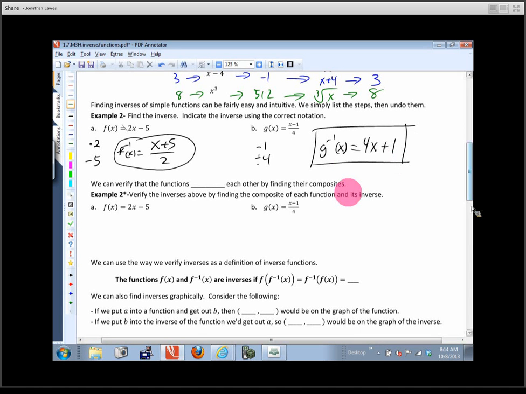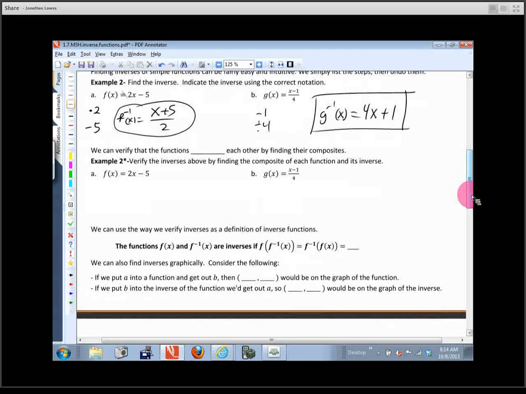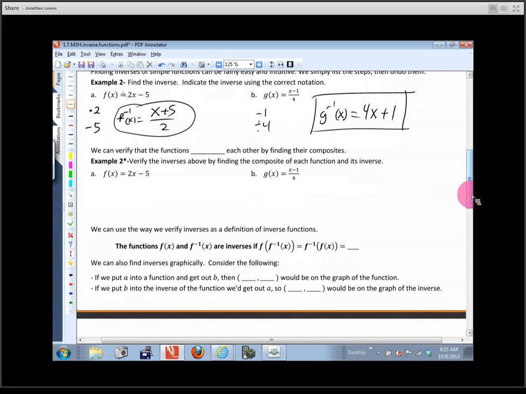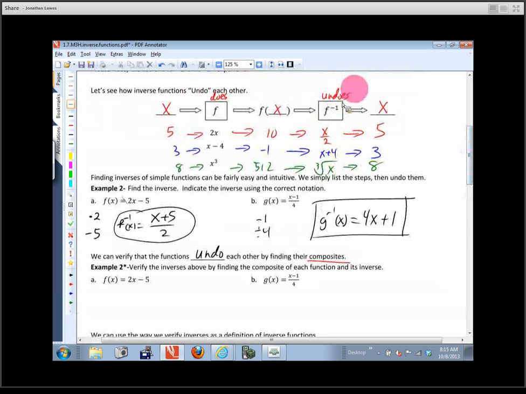Okay? But it would be really nice if we could say, you know what, we were just kind of thinking our way through it. We were just kind of guessing and checking on this. It would be nice if we could know for a fact that they do indeed undo each other. So we can verify that functions undo each other by finding their composites. In other words, plug the function into its inverse or the inverse into the original function. And they should do what to each other? They should, I heard the word cancel, I'll take that. They should undo each other.